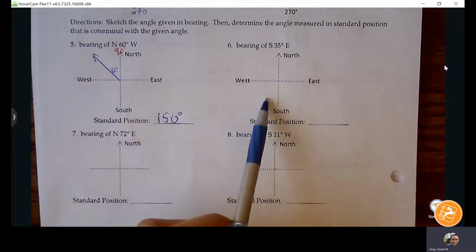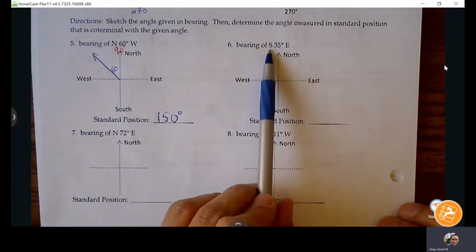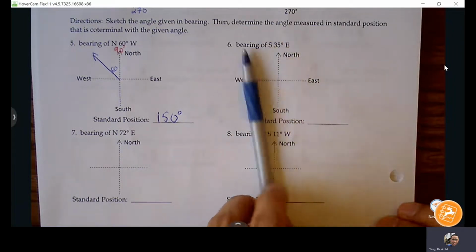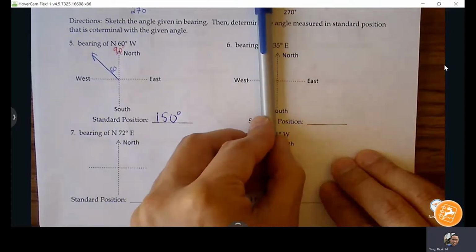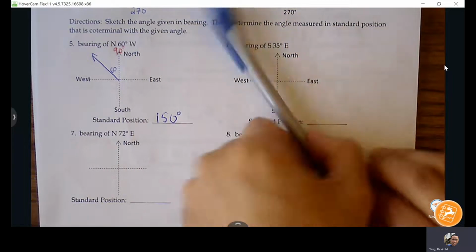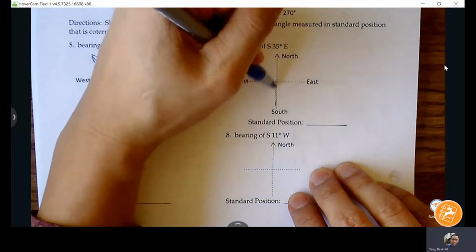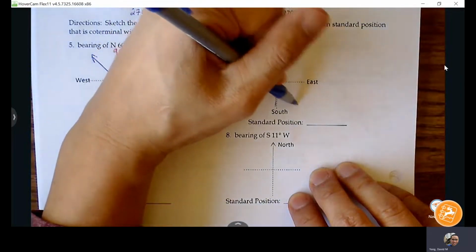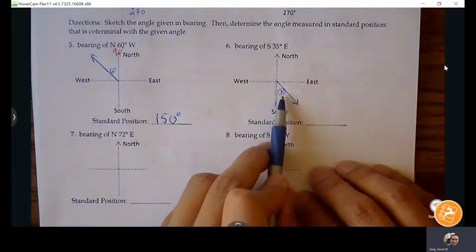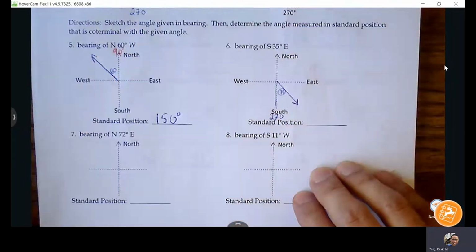Okay, let me do one more with you, and then have you guys try 7 and 8. Okay, so number 6, south 35 degrees east. That means we're starting south, and we're going to move 35 degrees towards the east. So that's going to land us in the fourth quadrant. We want a degree measure that's consistent in the fourth quadrant. But for now, we can kind of draw this 35 degrees to the east. So that's the same thing as 35 plus what? Just 270. Yeah.